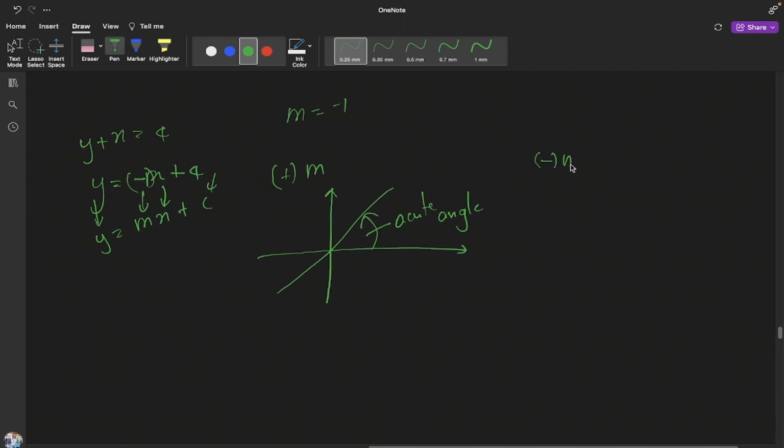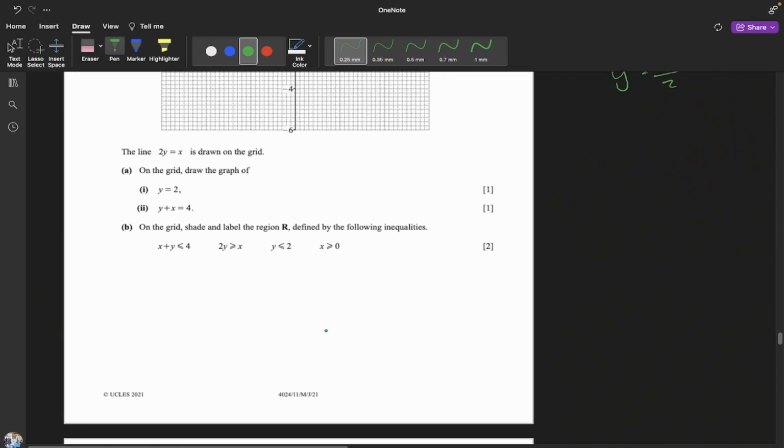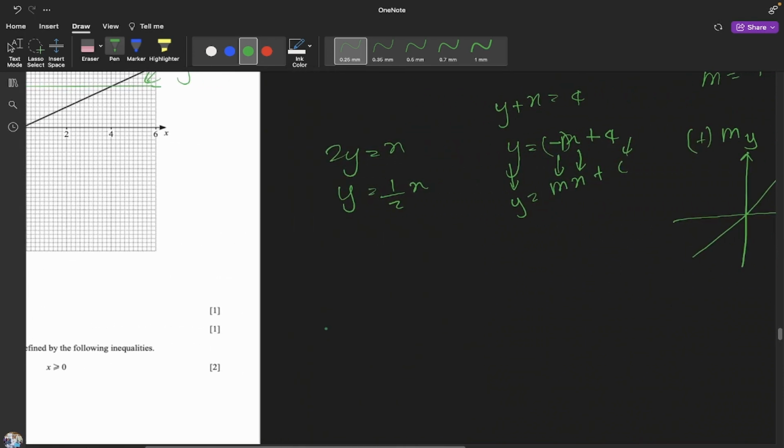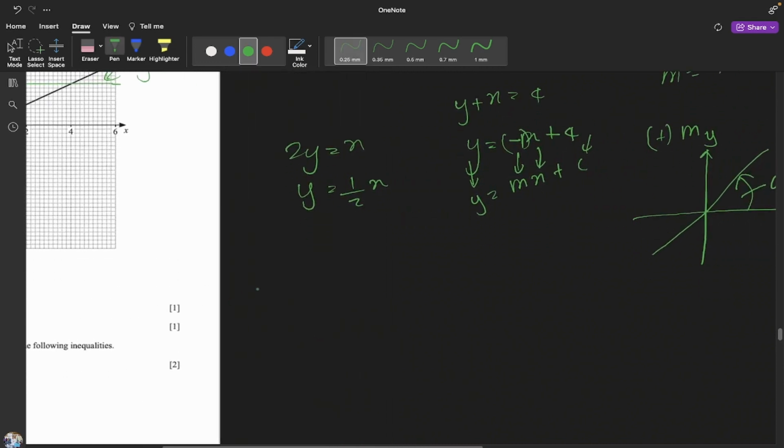When the gradient is negative, this is the y-axis, this is the x-axis. The line will turn around to the other direction. This angle will be an obtuse angle. Okay, I hope that helps. Now here also it should be an obtuse angled graph. So you can just plot 2, 3 values.